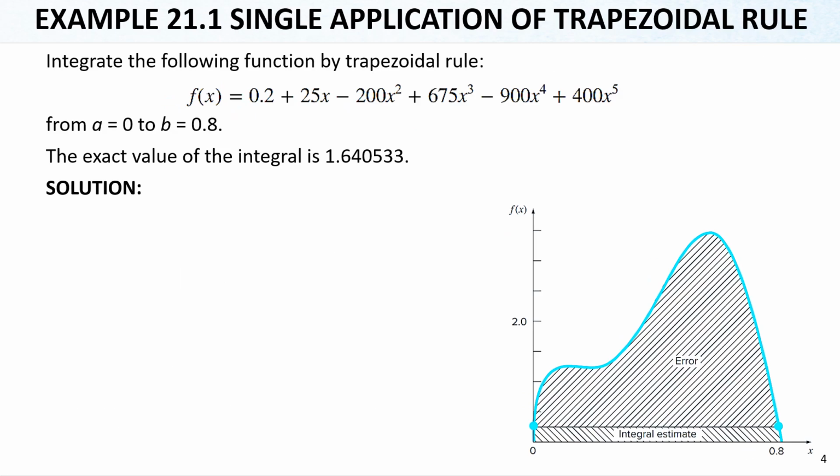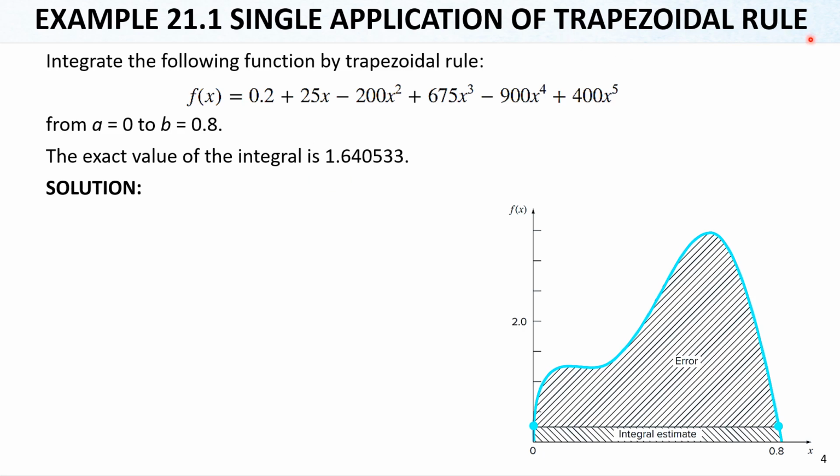In this slide, we have an example for the single application of trapezoidal rule for a function given here. This is the same function that we showed in the previous slide, with a fifth order function. And we want to take the integration between 0 and 0.8. And we know that the exact value of the integral is 1.640533. In reality, though, we are not able to integrate this. That's why we want to use trapezoidal rule. So we don't know this exact value. We just want to approximate it.